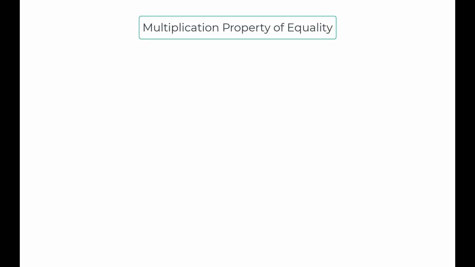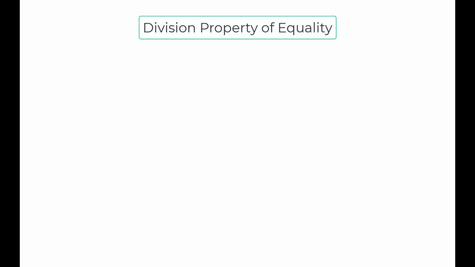Next, we have our multiplication property of equality, which states that if we multiply a number on both sides, that we will maintain truth. So let's go ahead and start with our 1 equals 1. So we have 1 is equal to 1. Let's go ahead and multiply, say, 7 on both sides. 1 times 7 is equal to 1 times 7, or 7 is equal to 7. And as you can see, we maintain a true statement by multiplying a number on both sides.